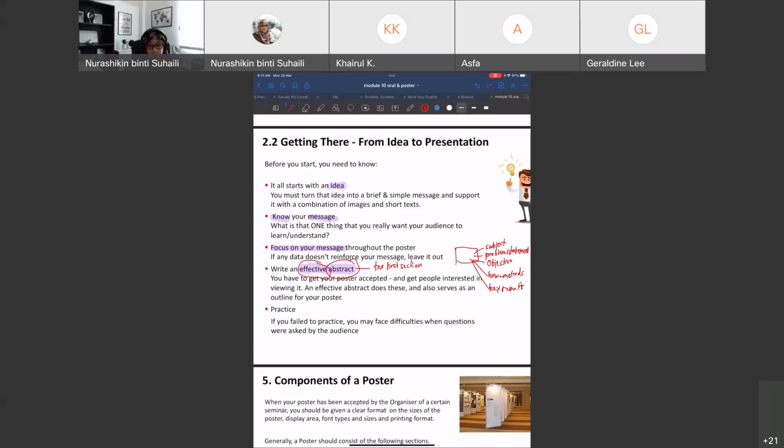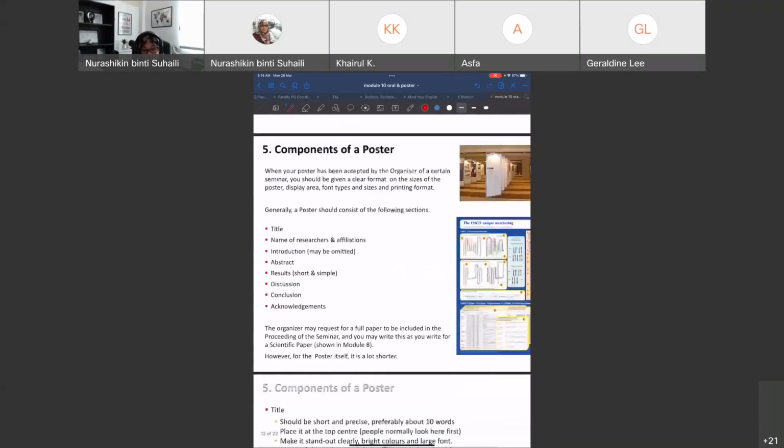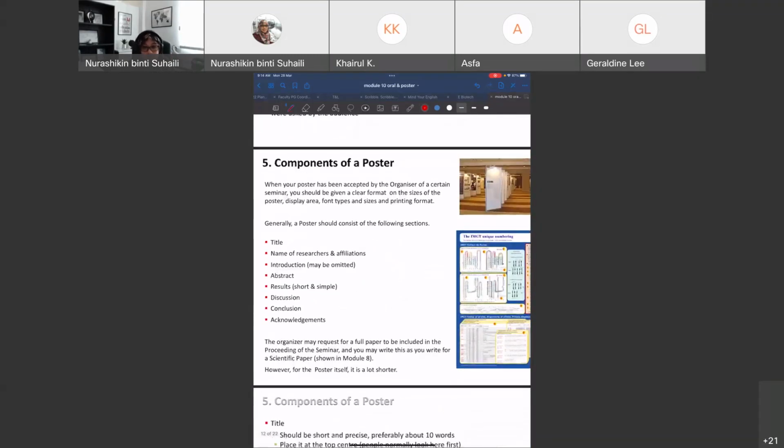Practice. Of course, this one is very common for any presentation. You should practice once you have the things in place. Before you attend any conference, you should practice how to present your poster and how to discuss certain points. So here are the components of a scientific poster.